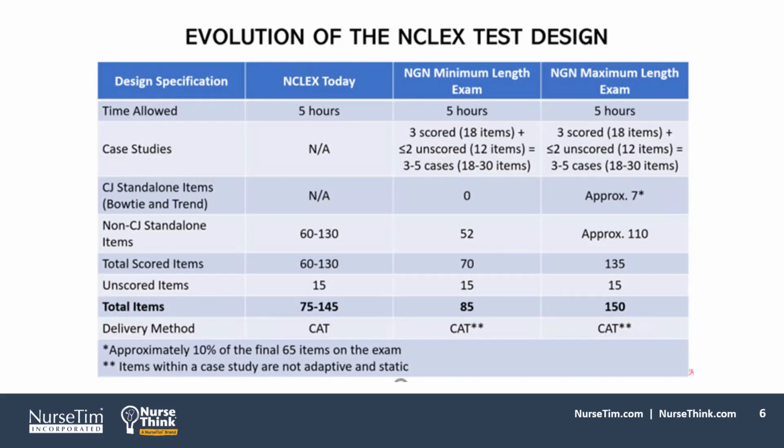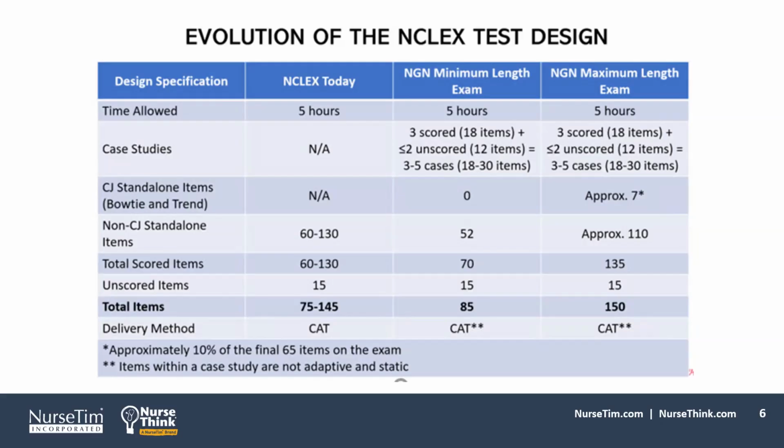The student taking the minimum length exam will get 52 additional items that are the current style of NCLEX items. So they may get some multiple choice, they may get some drag and drop or hotspots, they may get the common styles that we're currently seeing on the NCLEX exam. Every student will have 15 unscored items. Those 15 unscored items might be a part of a case, or they might be freestanding, standalone, non-clinical judgment items. But regardless, the minimum number of items is transitioning to 85 questions, 15 of which are pilot items.